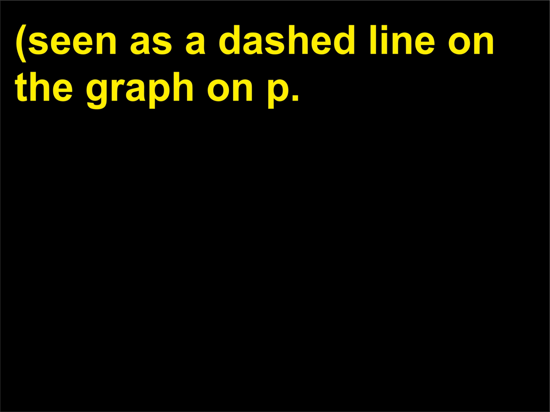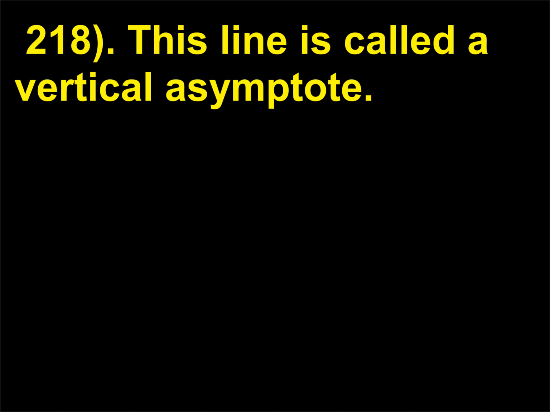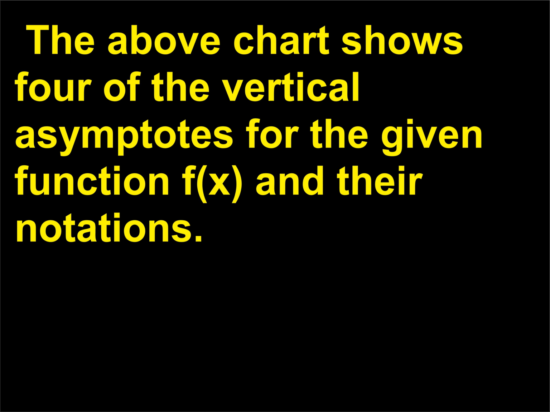Seen as a dashed line on the graph on p. 218, this line is called a vertical asymptote. The above chart shows 4 of the vertical asymptotes for the given function f(x), and their notations.